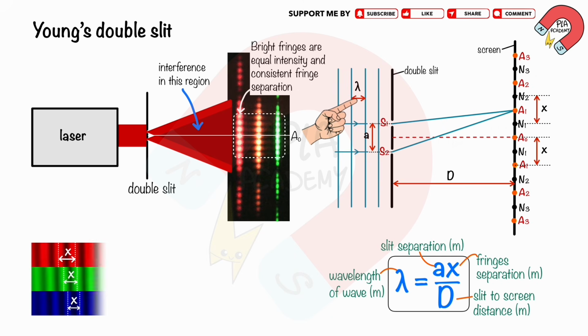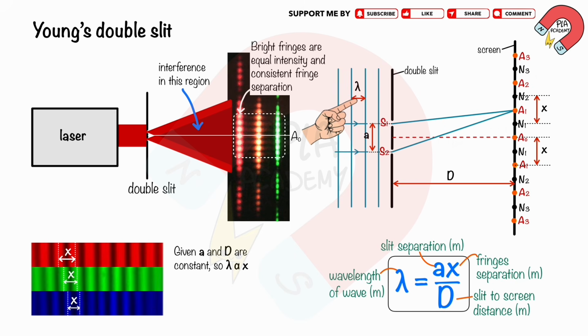This formula can explain why the fringe separation for red light is greater than that for green and blue light, as shown in the diagram. Given a constant slit separation A and slit to screen distance D, the wavelength lambda is directly proportional to the fringe separation X. Since red light has the longest wavelength, the fringe separation X for red light is greatest. Blue light, with the shortest wavelength, exhibits the smallest fringe separation.